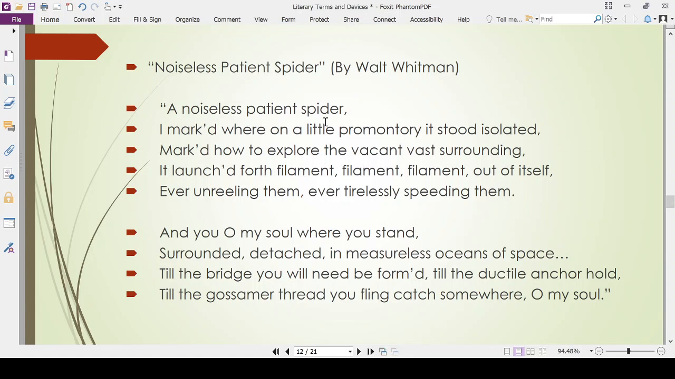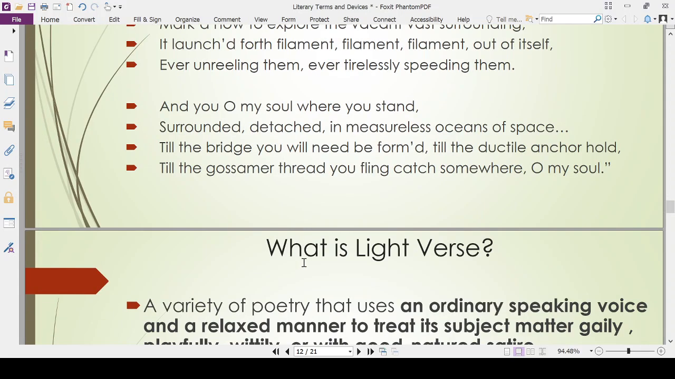So just as the spider who doesn't know where to go unless he has launched some filament and there's a web so that he knows where to go next, the soul of the persona is just wandering aimlessly until the soul can find its way. And so there's this comparison by Walt Whitman in this kind of free verse. There is no meter, there is no rhyme, and it's just like prose.